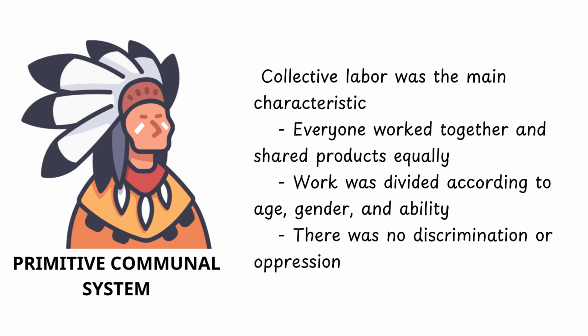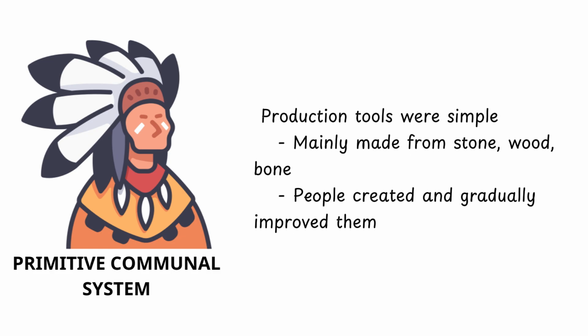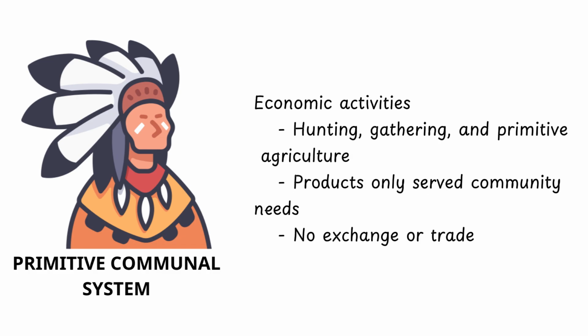Collective labor was key during this period. Work was divided based on age, gender, and ability, but without discrimination. Tools were basic, made from stone, wood, and bone, and improved over time. Main activities included hunting, gathering, and early farming, primarily for community needs.